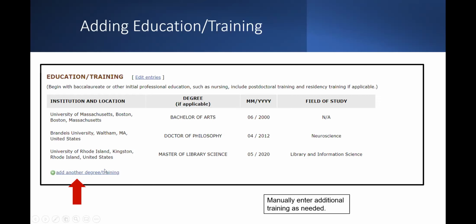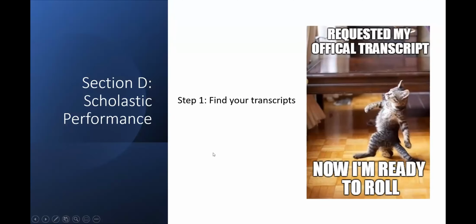For those of you creating a Biosketch for a fellowship, doing this step first, adding in your education and training, is going to make your life a little easier when you get to section D, which is the Scholastic Performance. Again, this section only appears for fellowships. Faculty members, this isn't going to apply directly to you, unless you want to know how you can help your students and postdocs when they are filling out their biosketches.